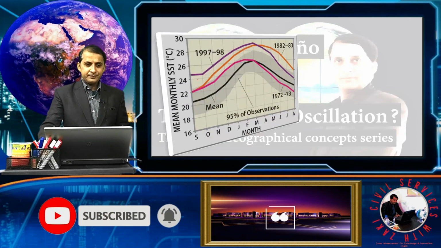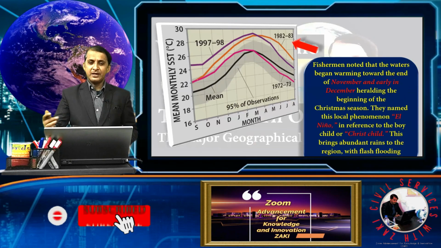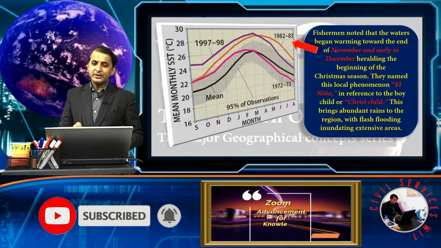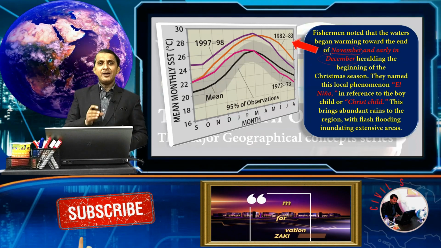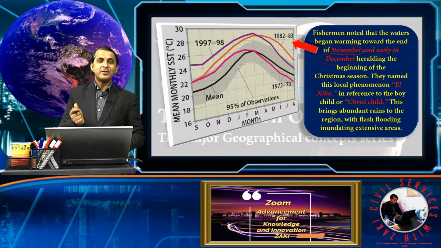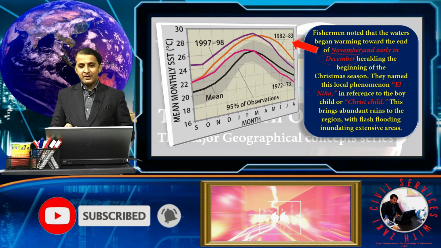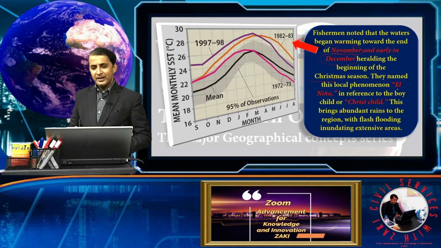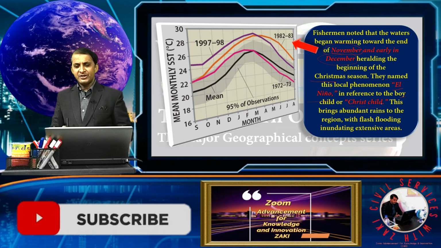That is the normal situation. But in the abnormal situation, the fishermen noticed that the water began warming toward the end of November and early December. Why warming? Because November and December is the summer season in the southern hemisphere, bringing up the Christmas season. So they named this local phenomenon El Nino, referring to the boy child or Christ child.